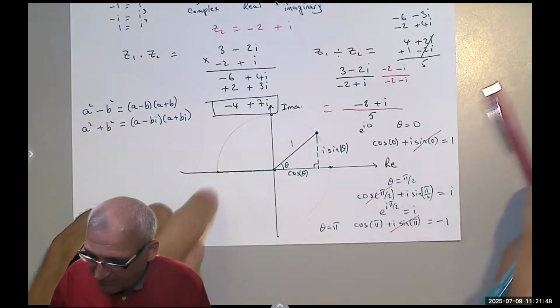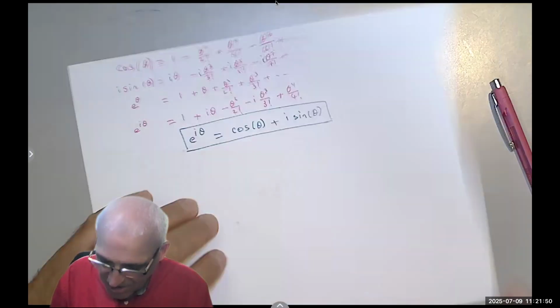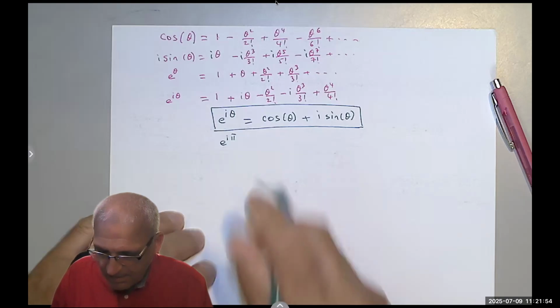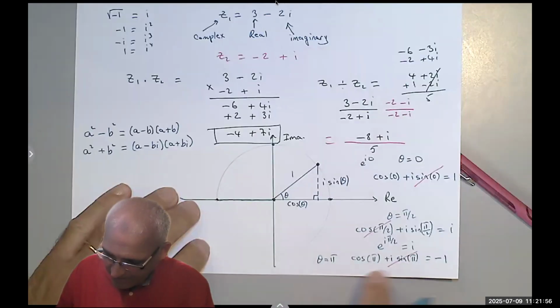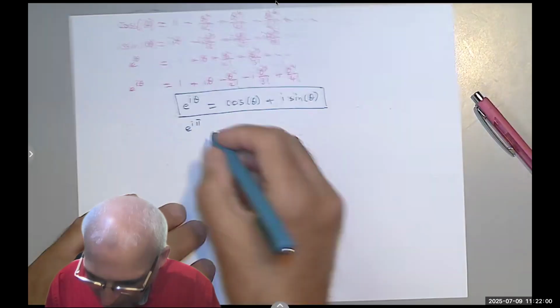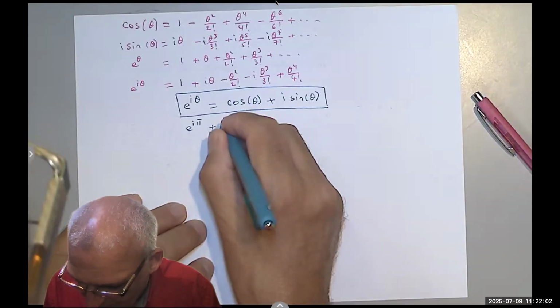And here comes the very important equation. e to the i pi, because this angle is pi, equals -1, or some people say e to the i pi plus 1 equals 0.